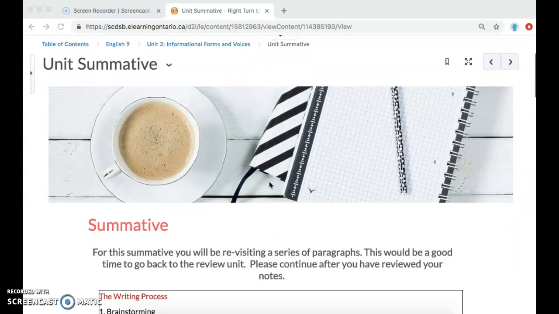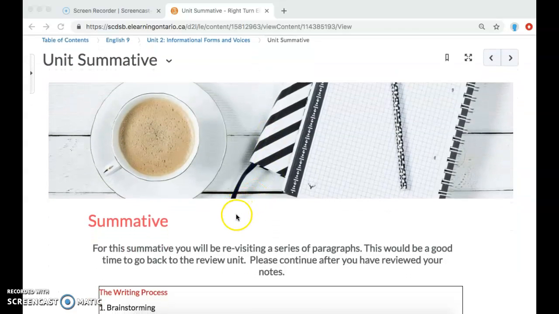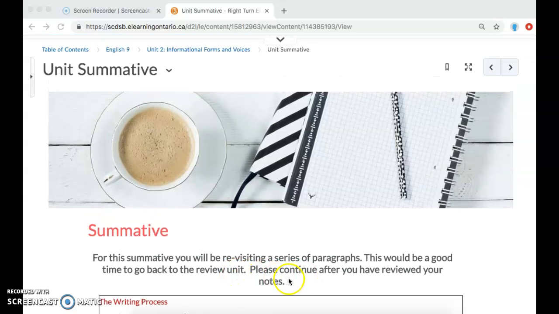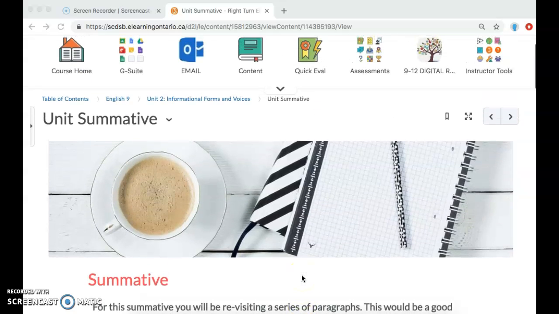I have released this for you already. So before we get started, the first thing it asks you to do is to revisit a series of paragraphs. And you might recall that when we did the unit review, you had to read through some series of paragraphs assignments that were examples from the Ontario Literacy Test long answer questions, and we went over the basics of a series of paragraph, and then you had to analyze a series of paragraph and underline the certain components of it. So before we get started, the first thing we're going to do is go back to that lesson and take a look, okay?